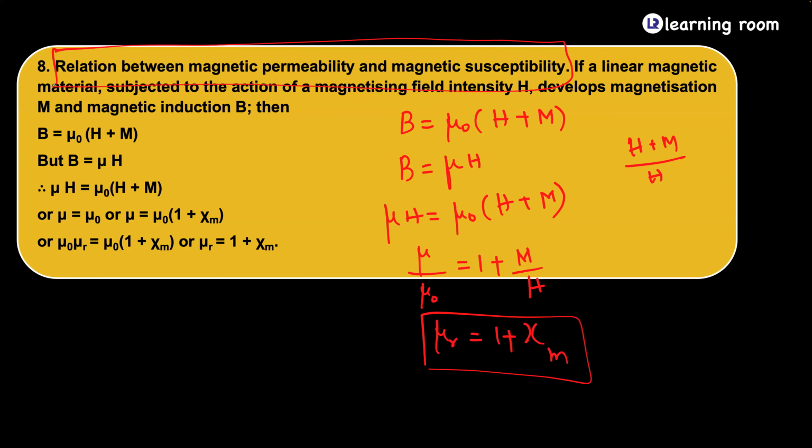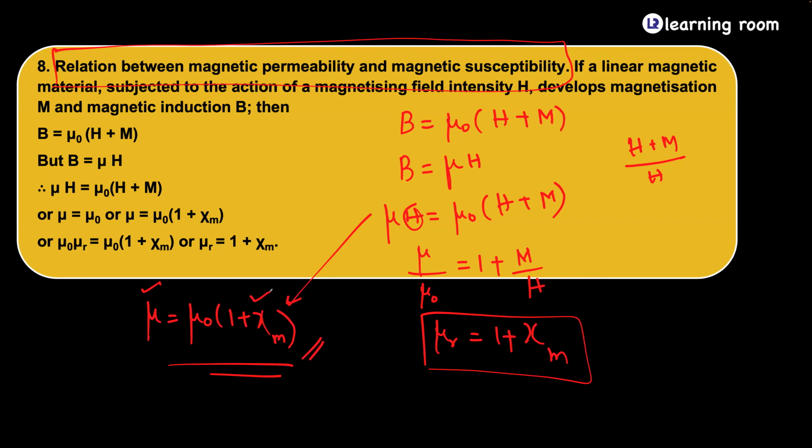Sir, the relation between magnetic permeability and relative permeability, it's fine, right? You can still write it. For example, if they ask you the relation between permeability and magnetic susceptibility, you can write from this. Mu is equal to H, if I take it to that side, can I write it as mu naught into 1 plus chi m? Yes. This is a relation between magnetic permeability and susceptibility.